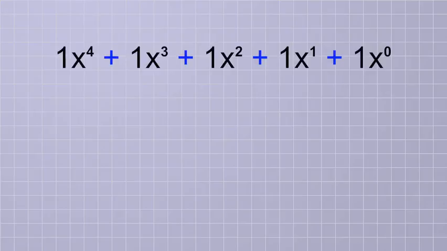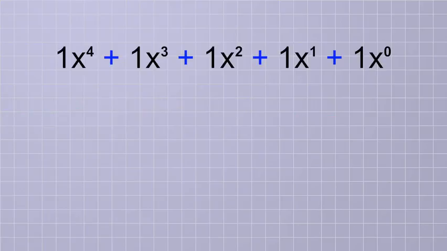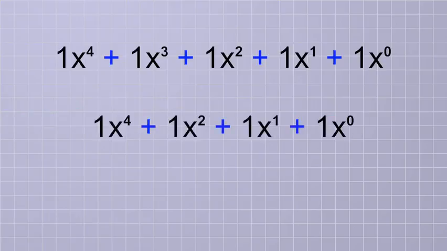As you can see, this polynomial has a term of every degree from 0 up to 4. But do you remember that it was okay for a polynomial to have missing terms? For example, we could have a slightly different polynomial that doesn't have a third degree term. That makes it look like the x cubed term gets skipped or is missing, since the pattern goes from x to the 4th, then skips x cubed and goes to x squared, and so on.